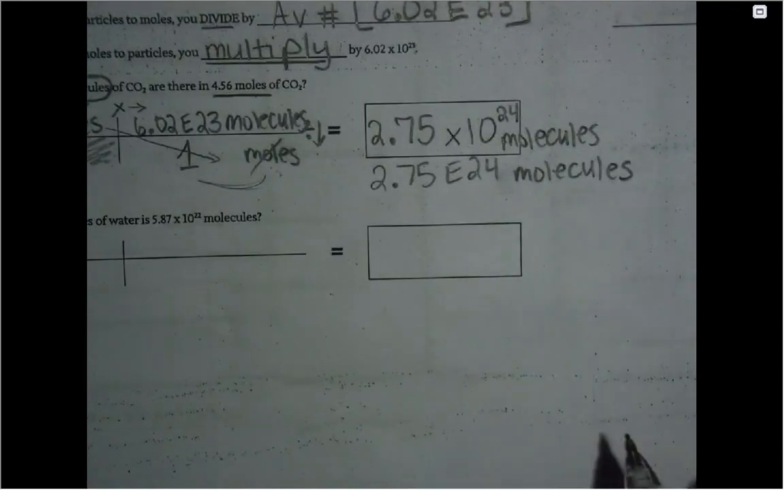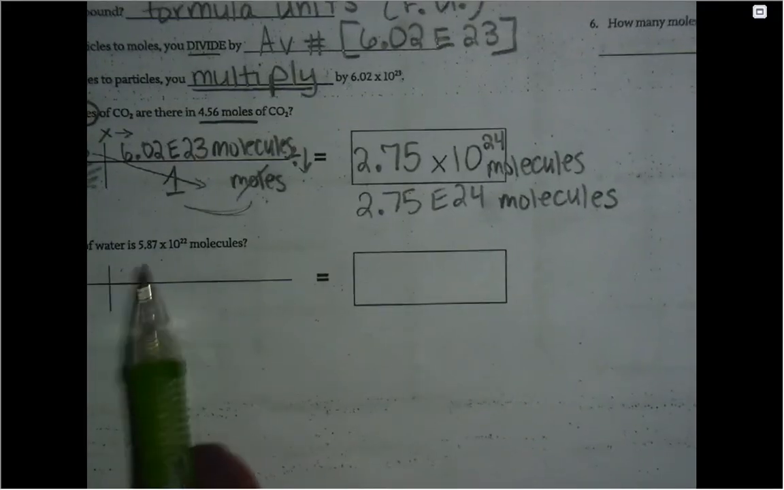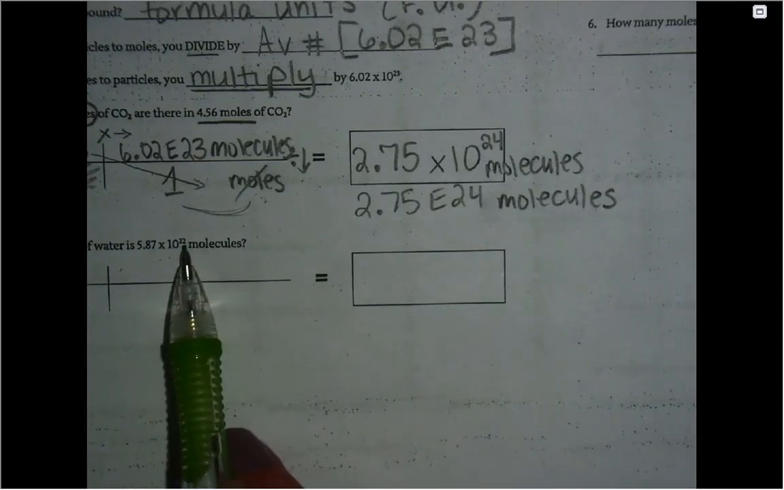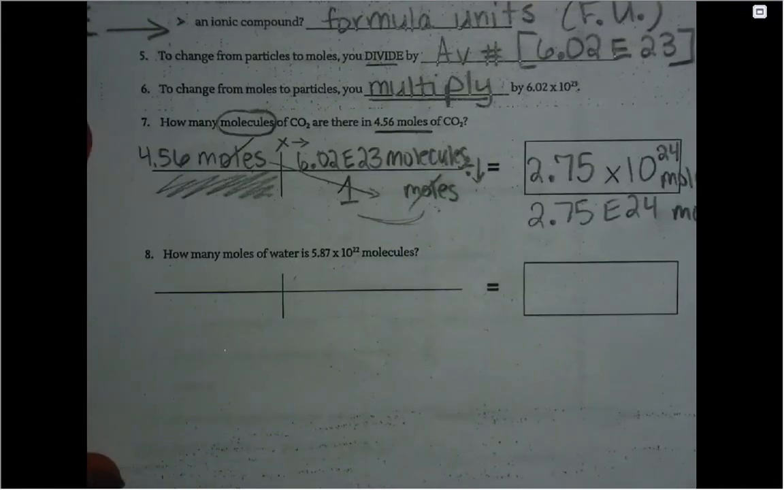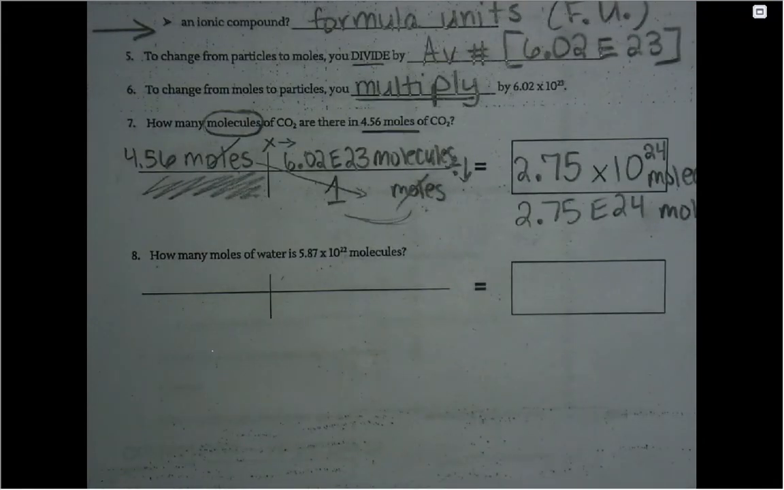All right. How are we doing? Okay? Let's do one more example, and then I'm going to stop talking. I promise. All right. So the next one says, how many moles of water is 5.87 times 10 to the 22nd molecules?